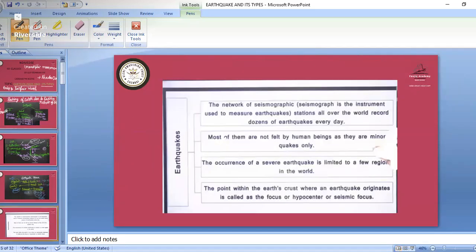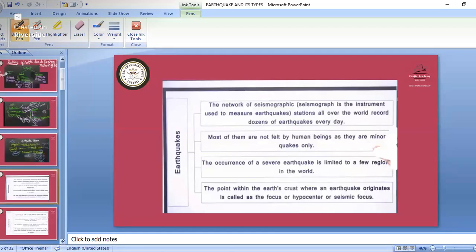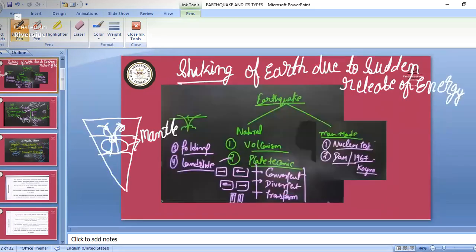Now in this particular part, in the earthquake, the seismograph is the instrument that is used to measure the earthquake. We have a network of seismographic stations all over the world. In this earthquake, like if you see Delhi, we are having the release of energy from down the earth. When that release of energy is happening, it can be seen at all places. In Japan, every year we have the tsunami, and everywhere we have earthquakes. That is happening because of the release of energy.